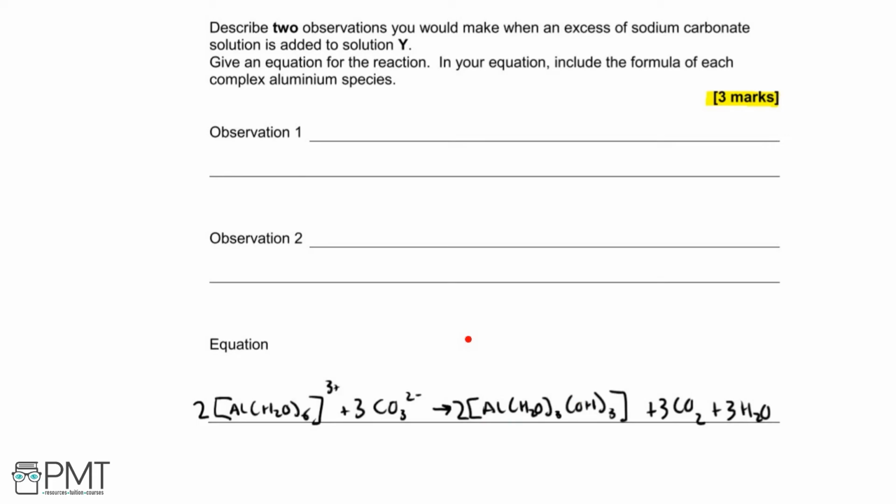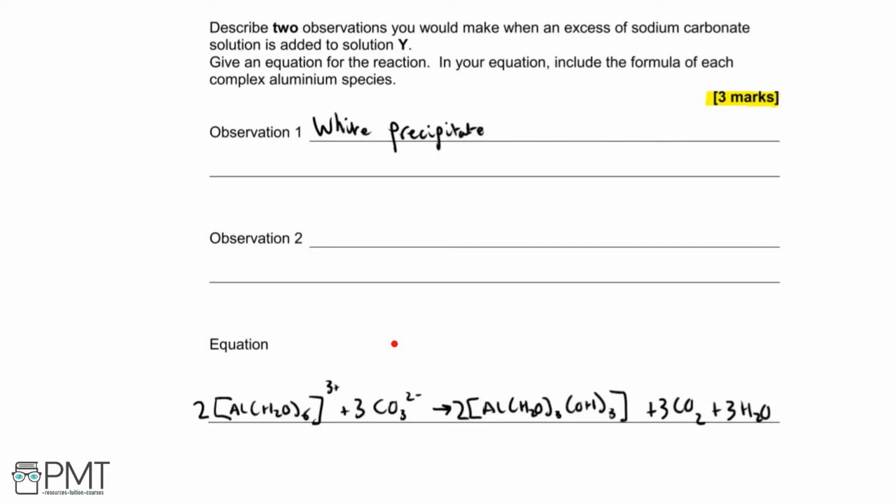Now that it's lost 3 of its water ligands and they've become hydroxide ligands, it is no longer going to be dissolved in the solution, as it's no longer charged, it's no longer soluble, and as a result we are going to get the formation of a white precipitate, which is our new complex metal compound here.